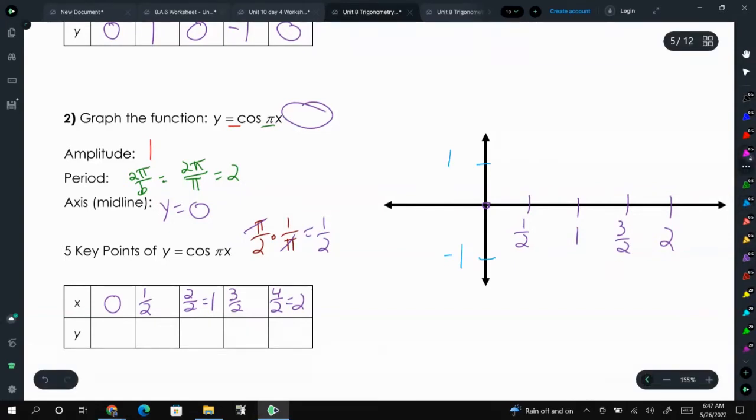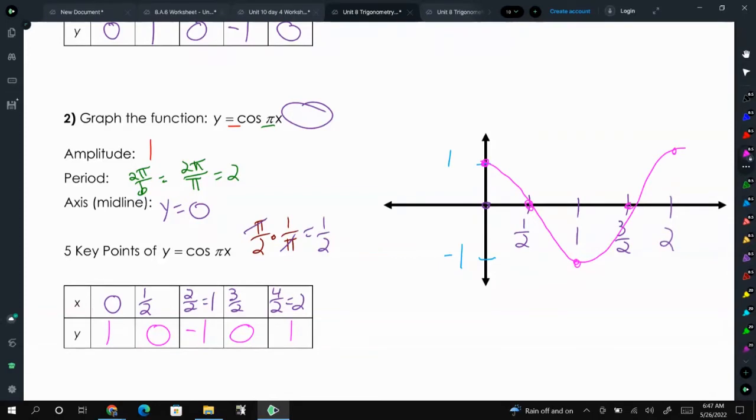Now the y values. Cosines will start either up here at the top of the amplitude if a is positive, or at the negative amplitude if a is negative. So far, all of our functions have had a positive a value. So we're going to start at 1, and then we go down to the midline. Then we go down to negative amplitude, back up to the midline, and then back where we started. Our graph looks like that. Remember, this could keep going forever if we wanted to keep going.